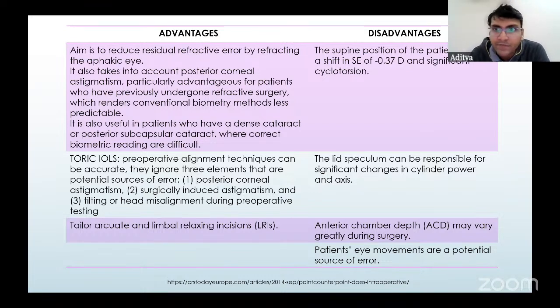For example, if we form too tight a globe, or if we form too soft a globe, either way we are filling the anterior chamber with BSS or viscoelastic. So it can change the refractive error and refractive index and lead to variable anterior chamber depth. Also, the patient's eye movements are a potential source of error.